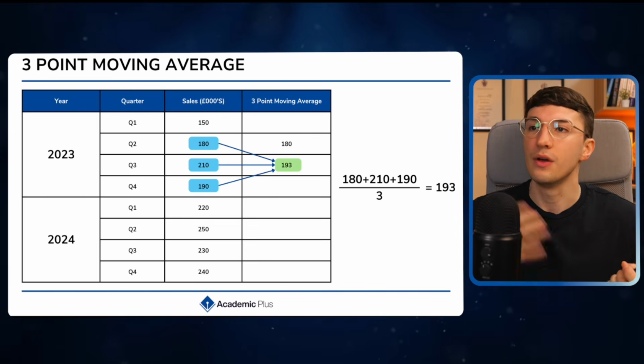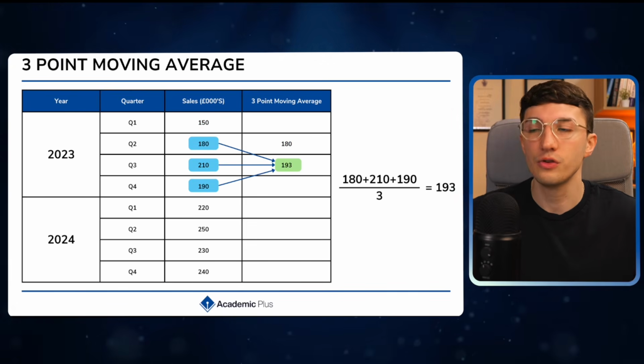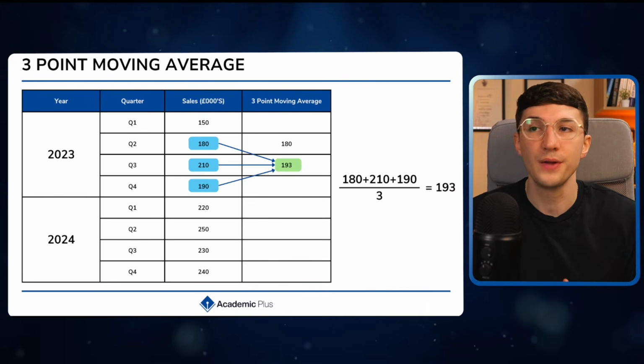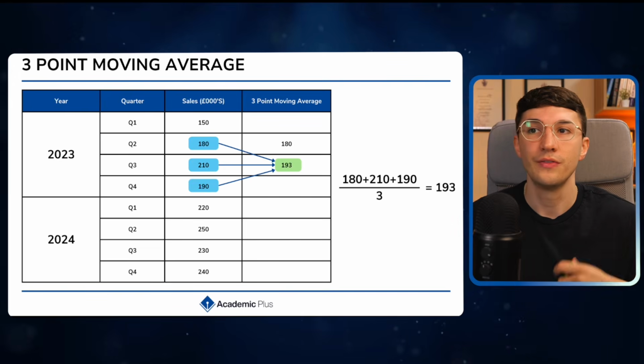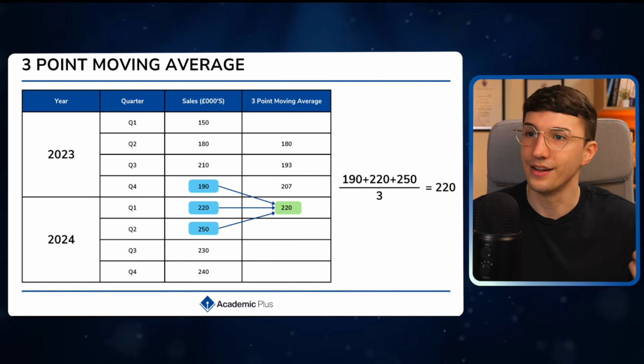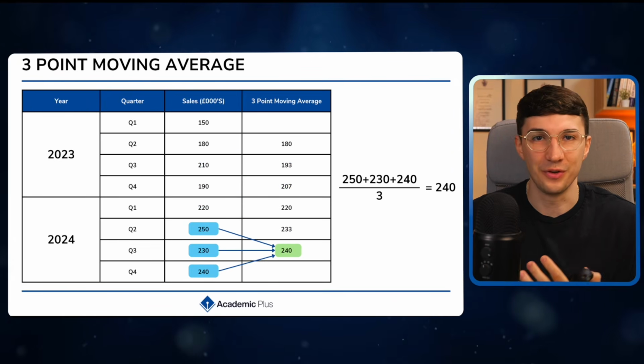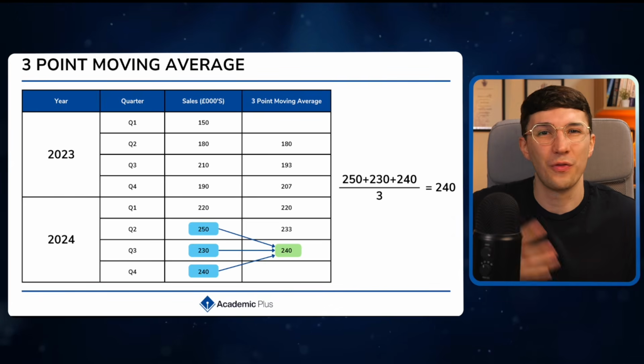And then we do it again, 180 plus 210 plus 190 divided by 3, which will give me a 3-point moving average of 193. Then we do that again and again and again and again. I'm not going to go through all of them because by now you should be seeing what the pattern is.